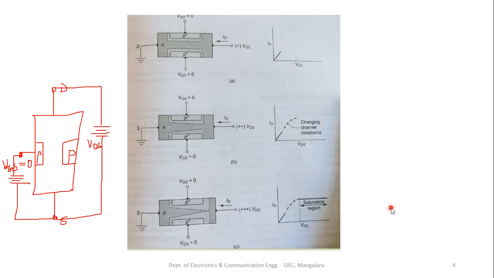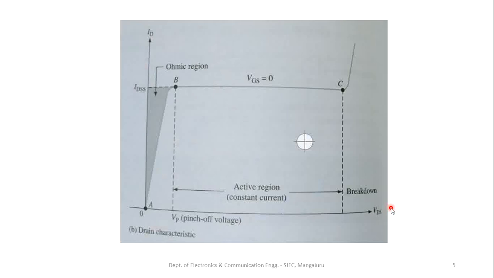So here you can clearly see in this particular graph. Initially when the VDS is increased, the ID current will also increase. This is the first case where VDS is increased, but VGS is 0. This is from point A to B, for the first case. This region is called the ohmic region, where the current increases linearly. Then the region from B to C is the saturation region or the active region.